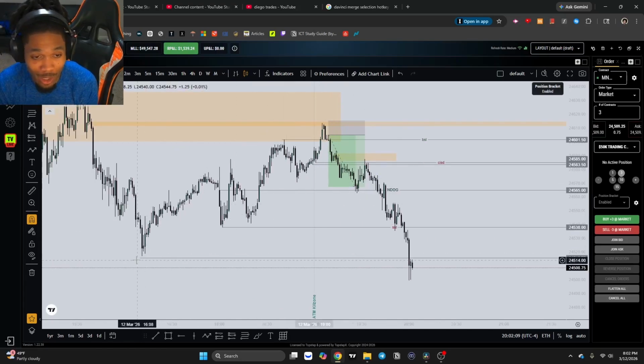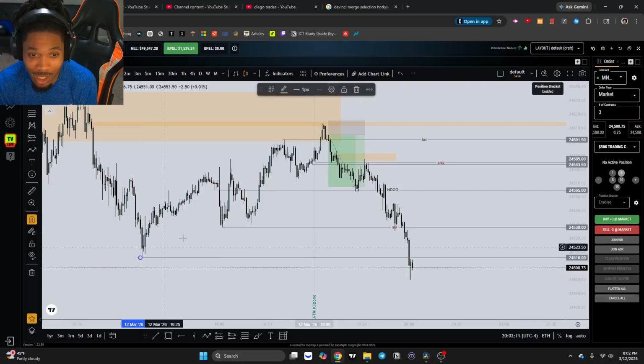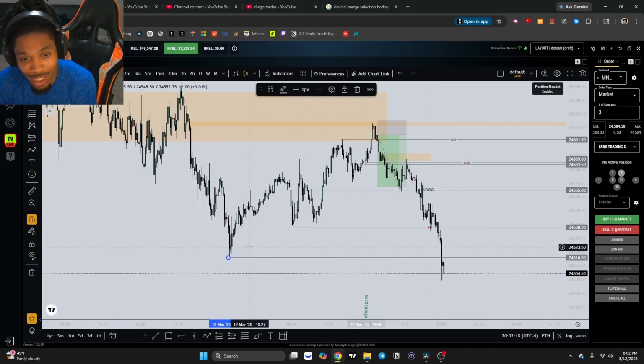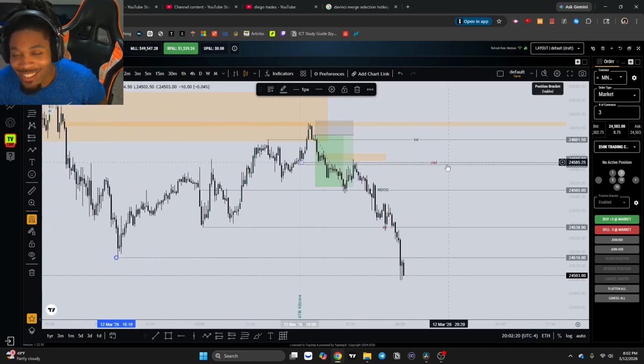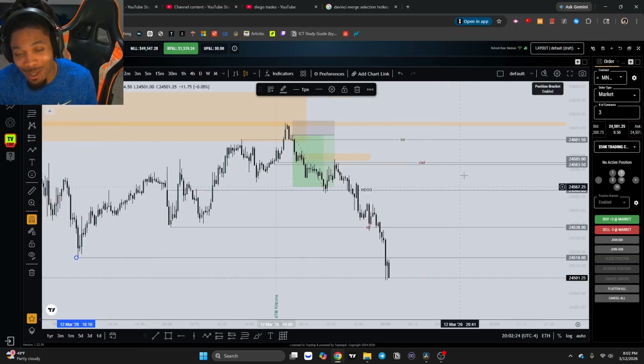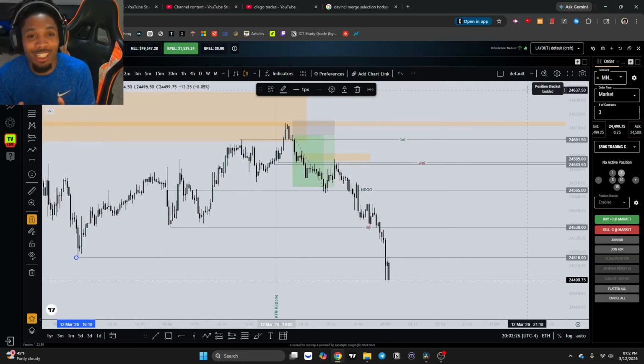I said, what if it sweeps this whole sell side? It might, because we got the sell side liquidity of the Asia model, but then below that we got relatively equal lows. So I said, what if it did? And it did. Just imagine if I traded this on my funded account. That would have been insane. But it just shows that this model is reliable.